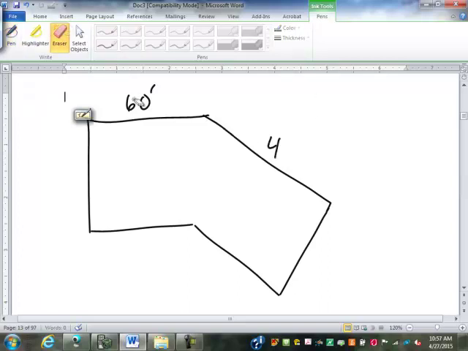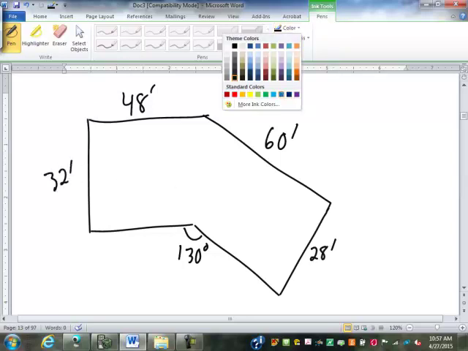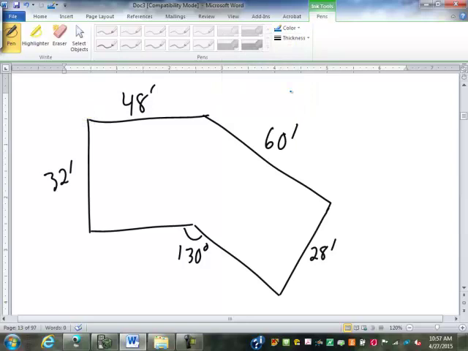Yeah, let's do this. Let's make it more realistic. 48 feet here, 60 feet here. We're going to call this 130 degrees, 28 feet, 32 feet. I want to find a couple things. First thing, I want to find the area of this shape. It looks simple, but it's not.